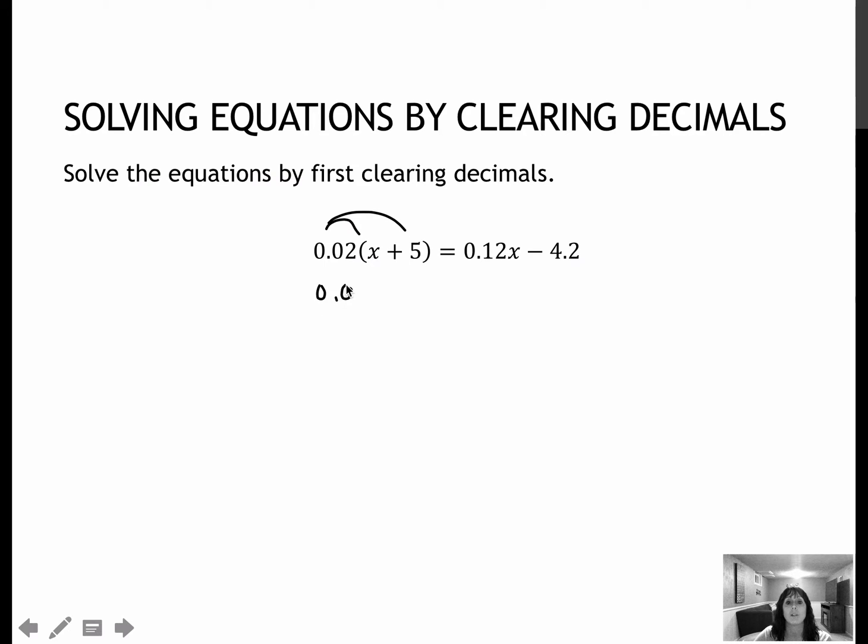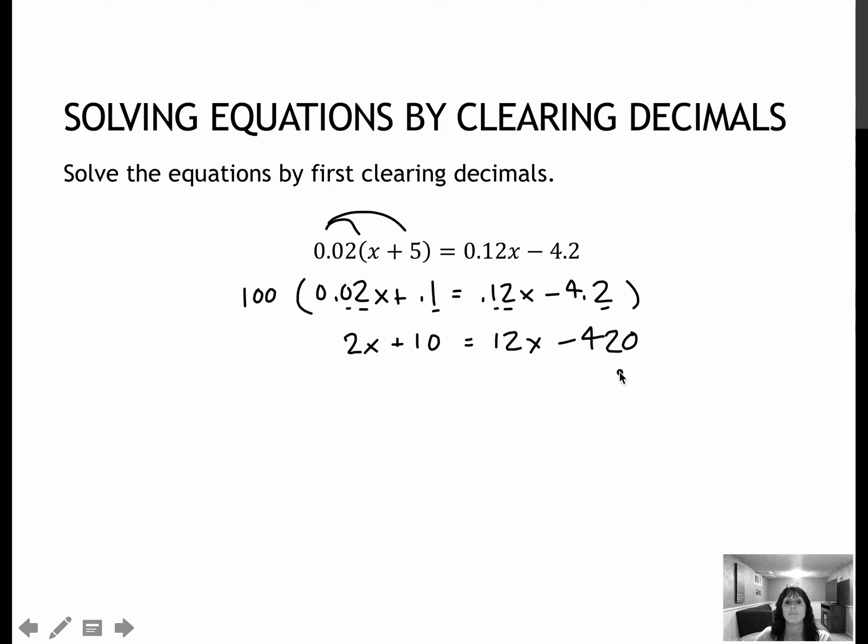So this is 0.02x plus 0.1 equals 0.12x minus 4.2. Now I've got tenths, hundredths place, tenths, tenths, hundredths, tenths. So the biggest one of those is 100. I'm going to multiply everything by 100, which means 2 places to the right. In this case, that would be 2x. 2 places to the right would be plus 10. 2 to the right would be 12x. And 2 to the right would be 420.